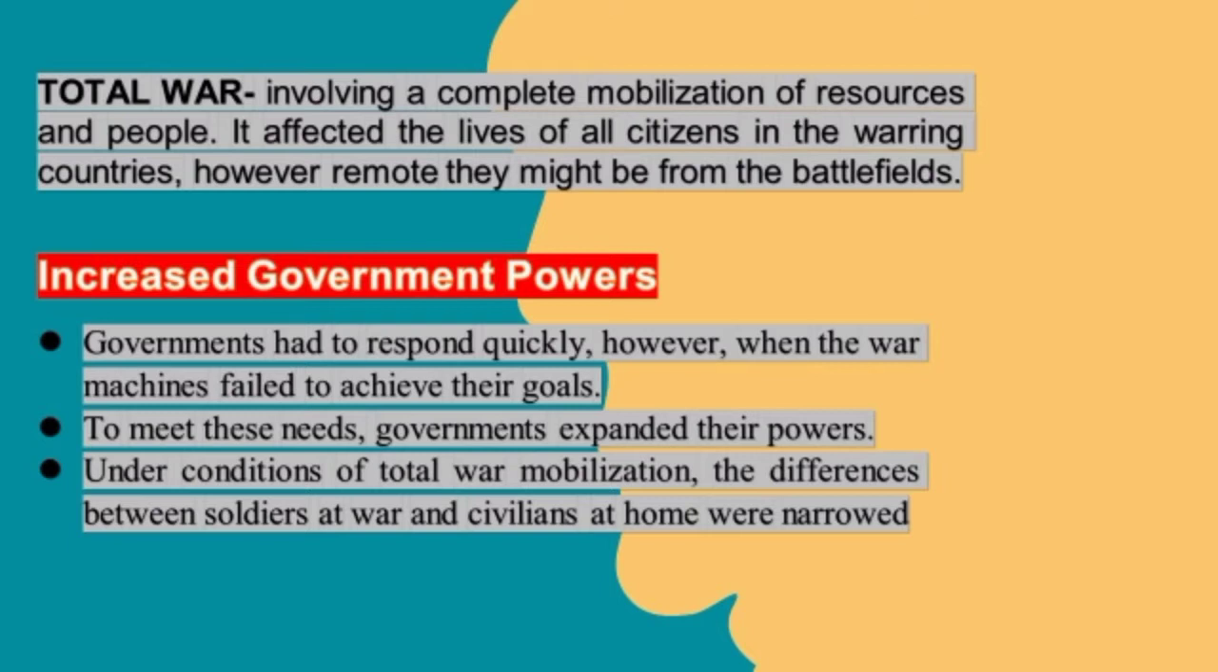Germany alone had 5.5 million in uniform in 1916. This led to an increase in government powers and the manipulation of public opinion to keep the war effort going. The home front was rapidly becoming as important as the war at the front. Increase in government powers. Most people had expected the war to be short, so little thought had been given to long-term war needs. Governments had to respond quickly. However, when the war machines failed to achieve their goals, many more men and supplies were needed to continue the war. To meet these needs, governments expanded their powers.